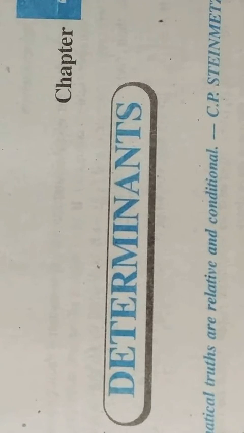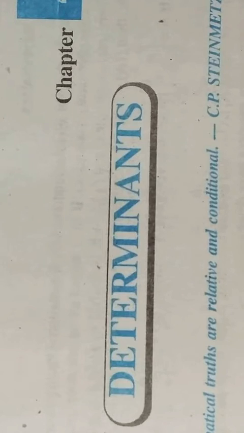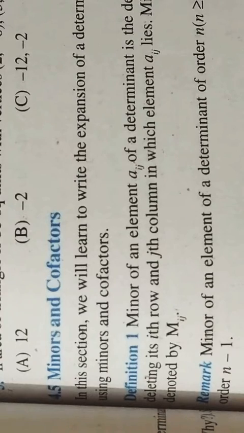Today we are going to study determinants, standard 12th, chapter number 4. In today's lecture, we are finding the inverse using the adjoint method. That is the simplest and very easy method we are going to study now.